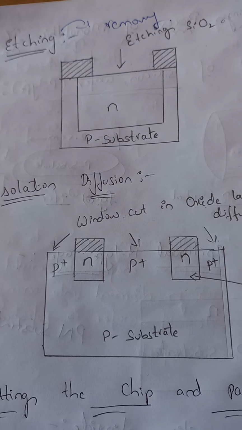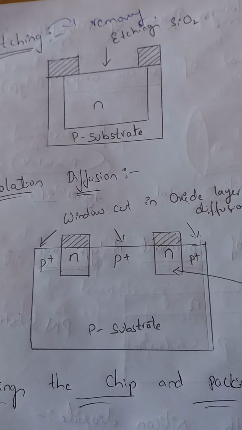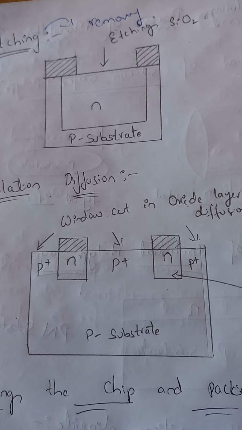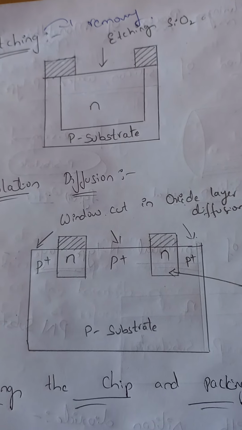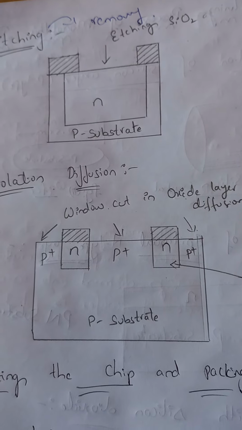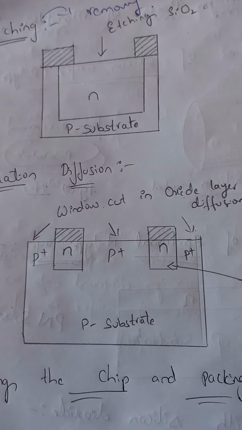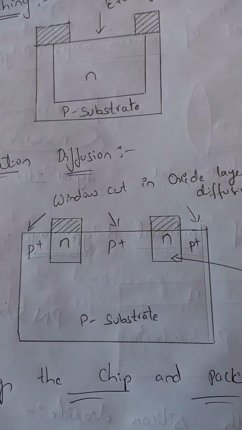So the first 4 steps, again I am repeating: the silicon wafer has been taken from the crystal, and then an N-type epitaxial layer has been produced. On top of that we have given the silicon dioxide layer, and then we have removed some part of the silicon dioxide layer to make desired components to be diffused there.